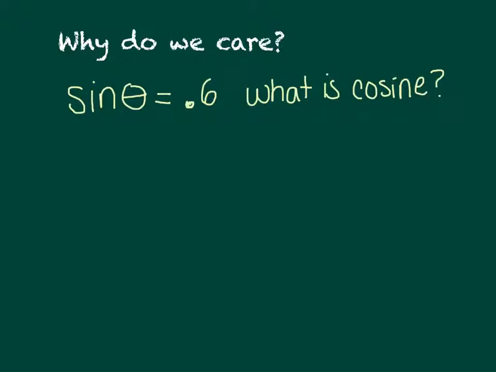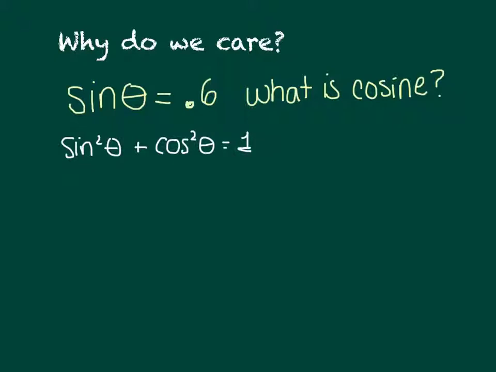So let's see an example of how this can actually help us. In this problem, we're given that the sine of an angle, we don't know the angle, and we honestly don't care, is 0.6. So let's see what our Pythagorean identity can help us do. I know from the Pythagorean identity that the sine squared plus the cosine squared of this, whatever this angle happens to be, has to be 1.